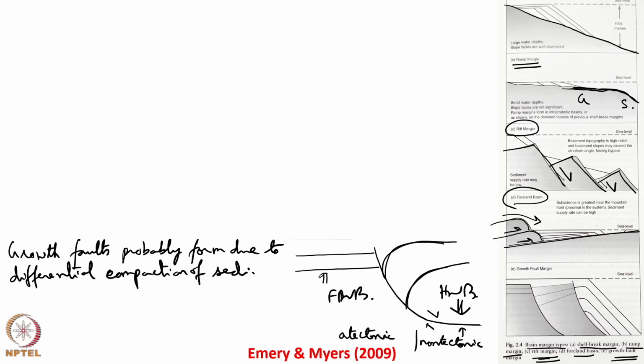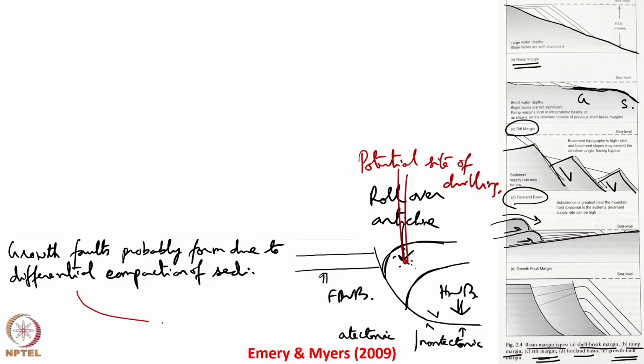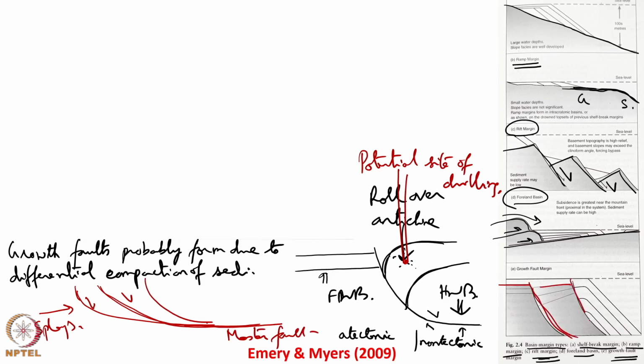Such folds within the hanging wall block are known as rollover anticline, and can be a potential site for hydrocarbon accumulation. Therefore, this can be a potential site of drilling. Now, these growth faults actually can keep producing new splays. These are known as the splays. These are the normal faults that join with a master fault at the base. So, in this way, the basin margin can get modified. They are found in the coastal area where there is a sediment supply.